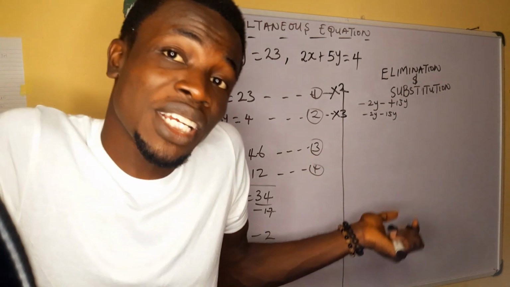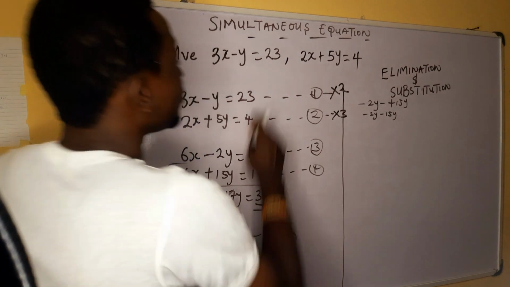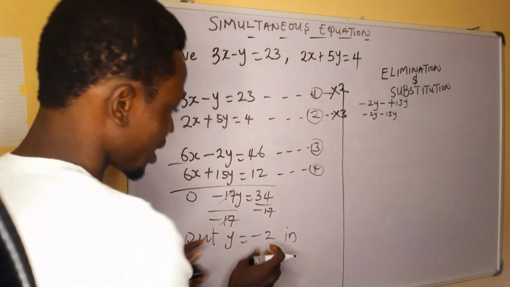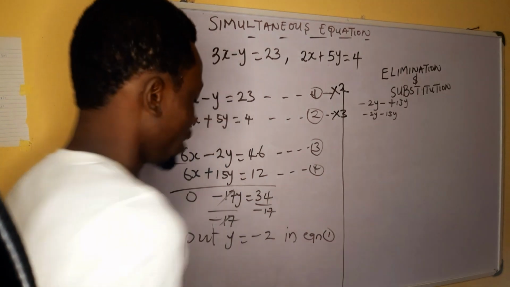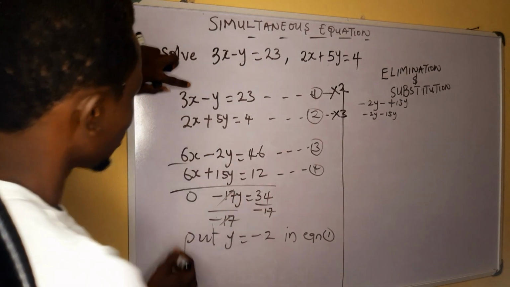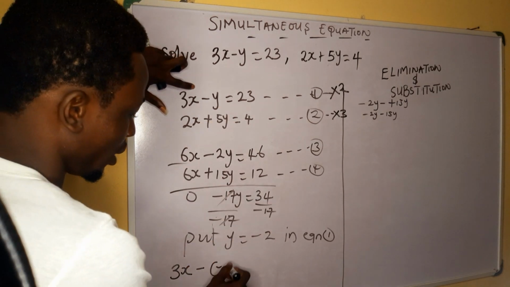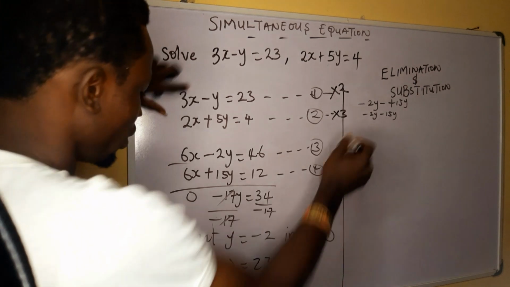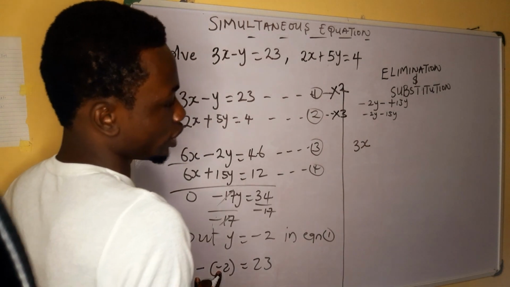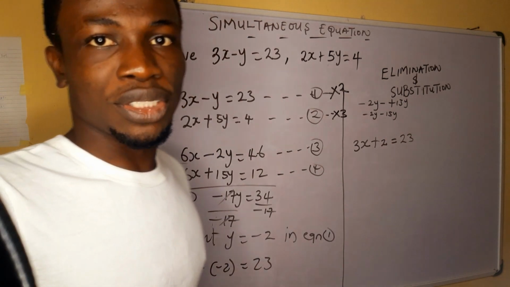Once we have found one, we can find the other. So we put y equals -2 in any of these equations. If it's equation 1, 2, 3 or 4, anywhere you want, you're free to put it. In this case, I'm going to put it in equation 1. Anywhere I see y, I will replace it with -2. So we'll have 3x minus (-2) is equal to 23. What I have remaining is 3x, then negative times negative gives positive, plus 2 is equal to 23.